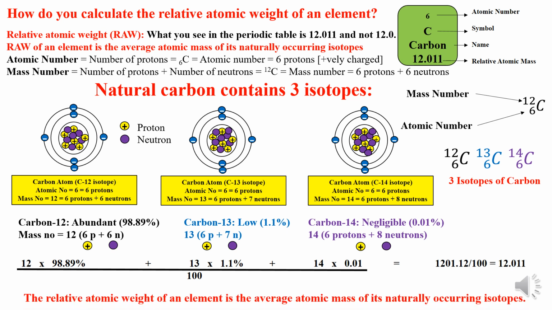The relative atomic weight of an element is the average atomic mass of its naturally occurring isotopes, and that is why you find the relative atomic weight of elements in decimals and not as whole numbers.